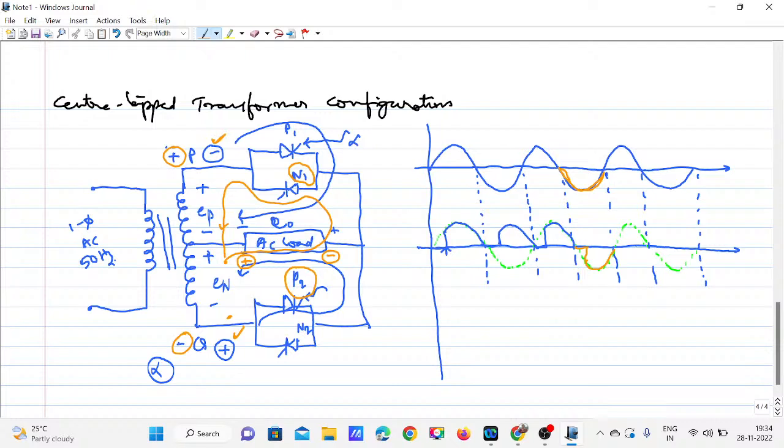So in the next off cycle, this is the positive off cycle now. So I can see this point and this point. In the positive off cycle, P1 is forward biased and N1 is reverse biased. Now in the positive off cycle, P2 is reverse biased, but N2 is forward biased. You can see, so now I can give the gating pulses to N2, and the direction of current will be like this, from this point to this point to N2 and back to this point.